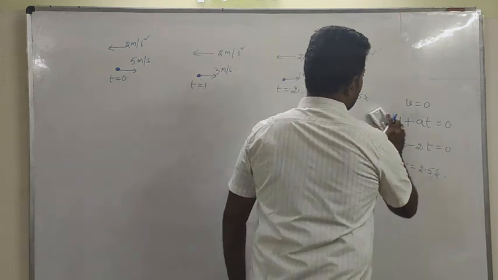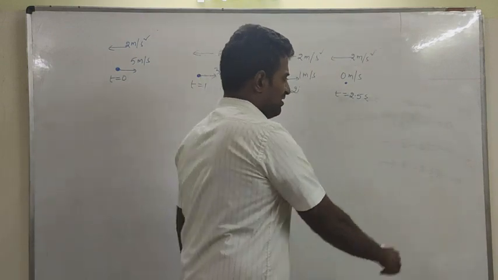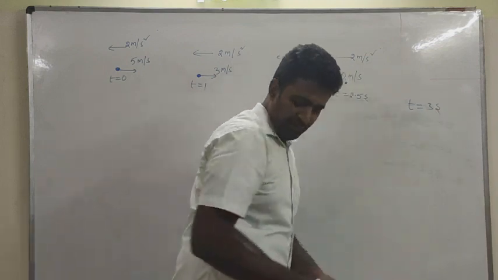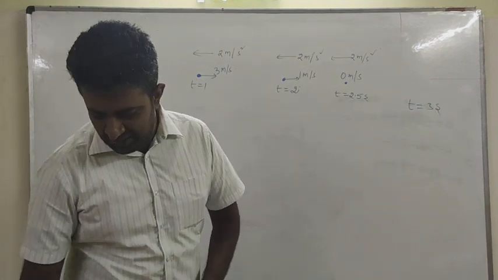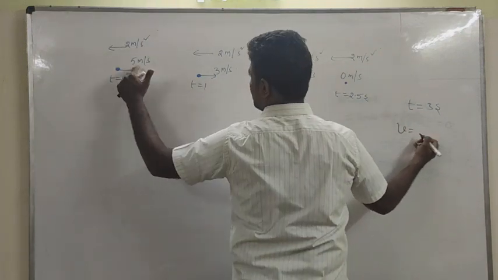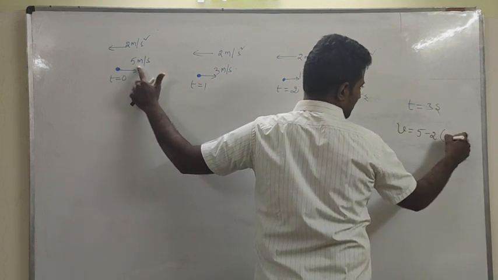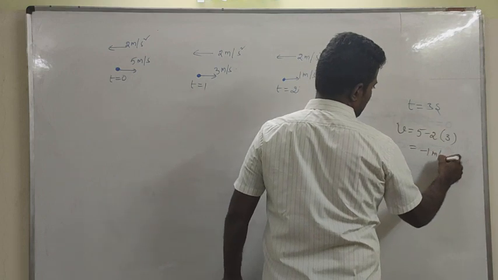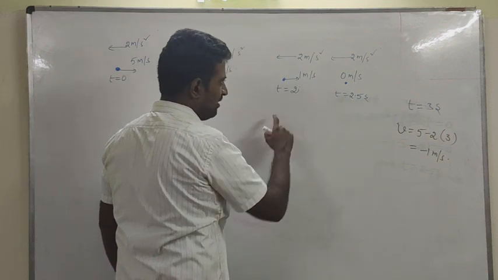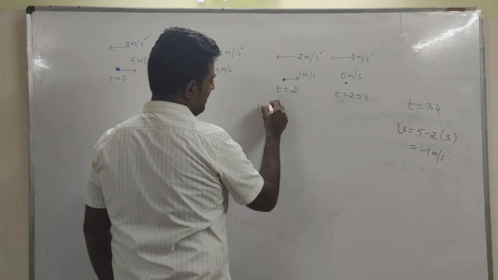For example, at t equal to 3 seconds, if I want to find the velocity, you try to find the velocity at t equal to 3 seconds. With the help of v equal to u plus at, v equal to u is already plus 5, a is minus 2 into timing will be 3, which is minus 1 meter per second, which says that the particle has returned and it is coming back. So at t equal to 3, it is moving in backward direction.